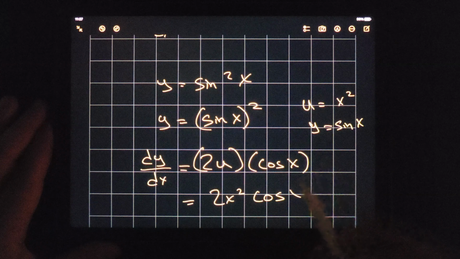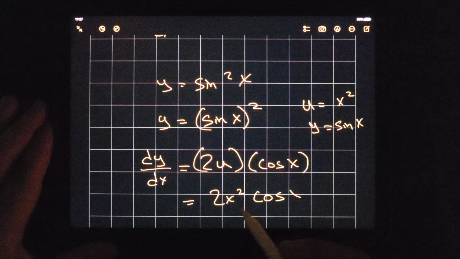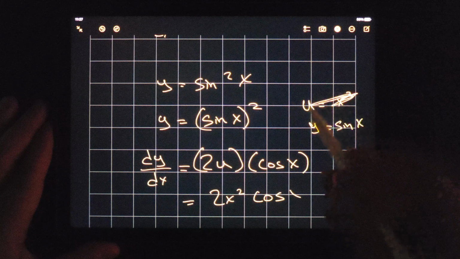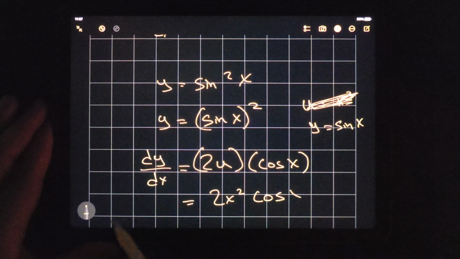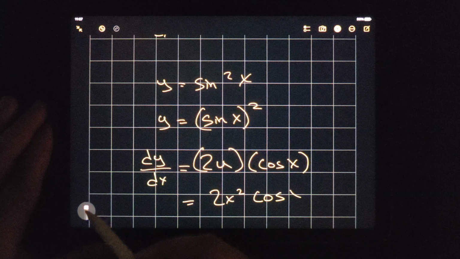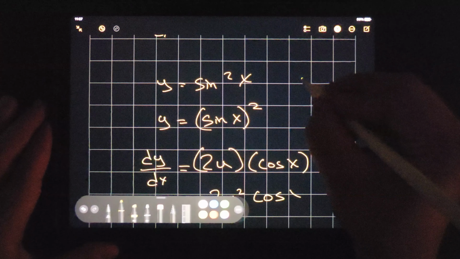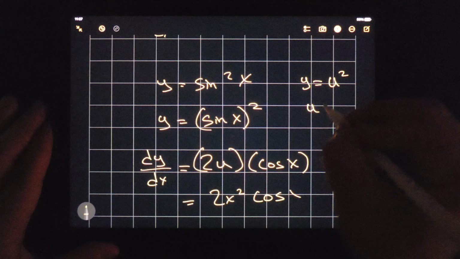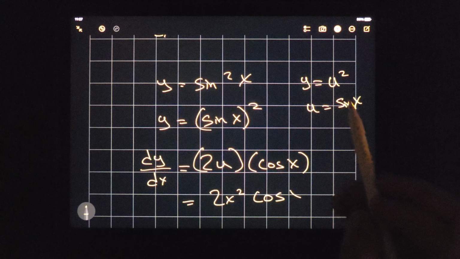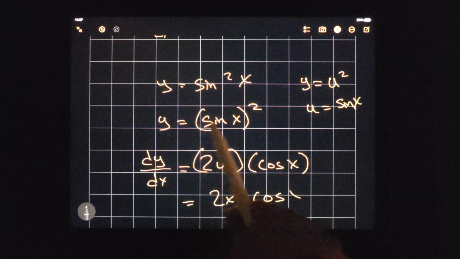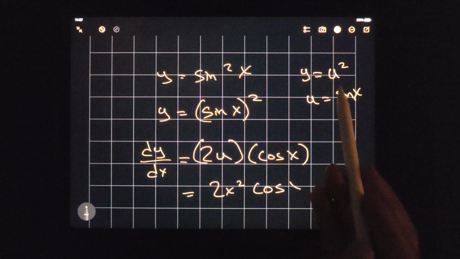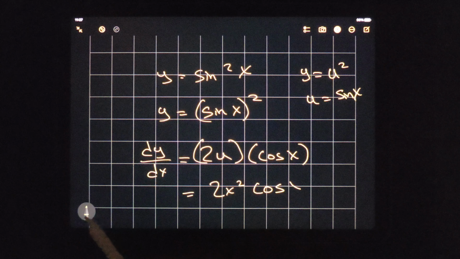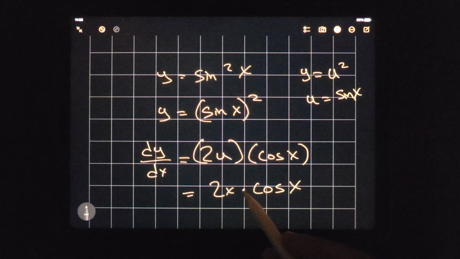Oh, sorry. This one's incorrect. Oh no, I confused a lot of people. This is actually going to be y equals u squared, and u equals sine x. See, we're going to say u is the sine x, and y is equal to u squared. So the derivative of y is going to be 2u, as u squared becomes 2u. And then the derivative of sine x becomes cos x.